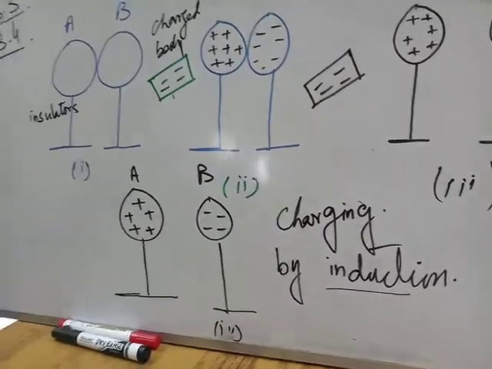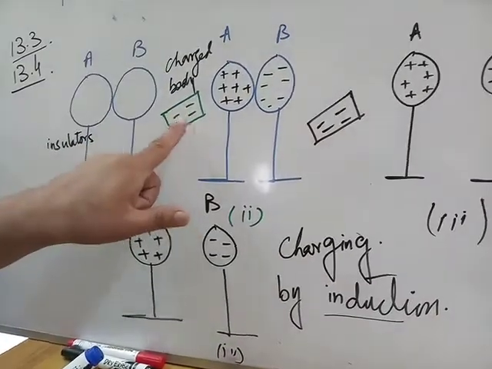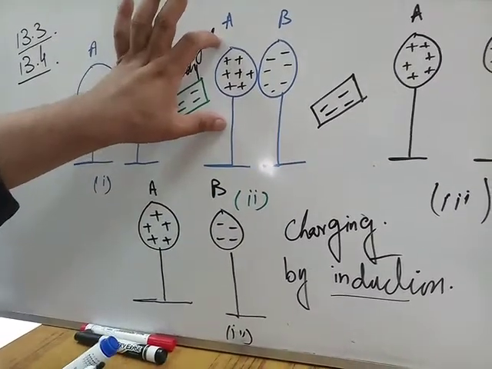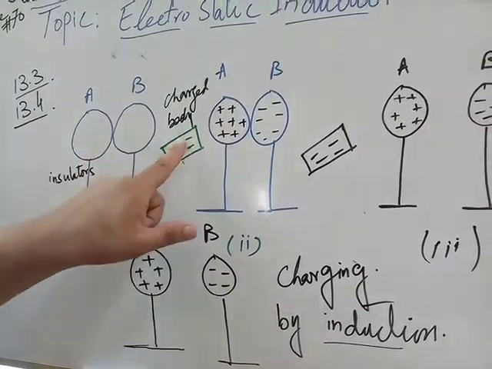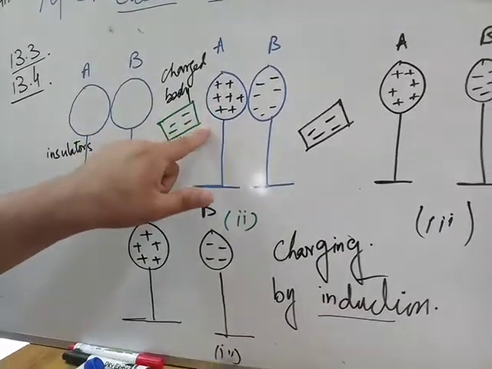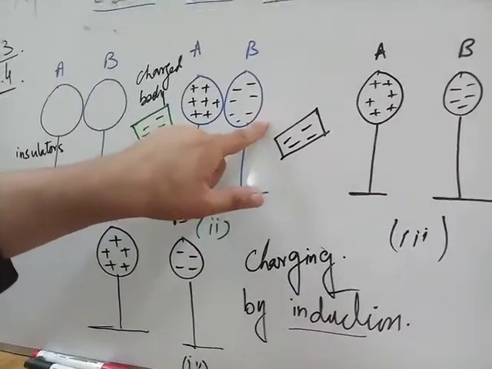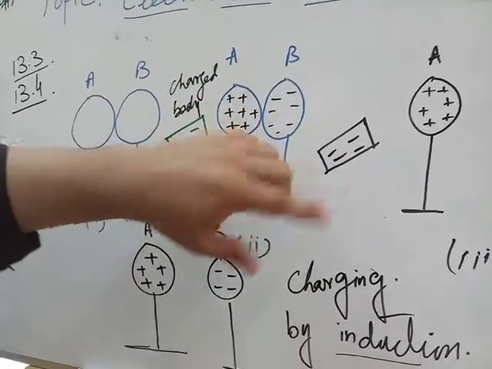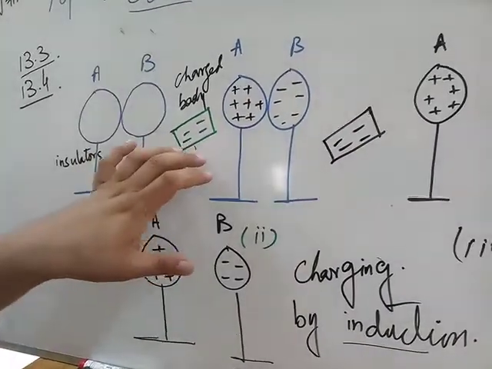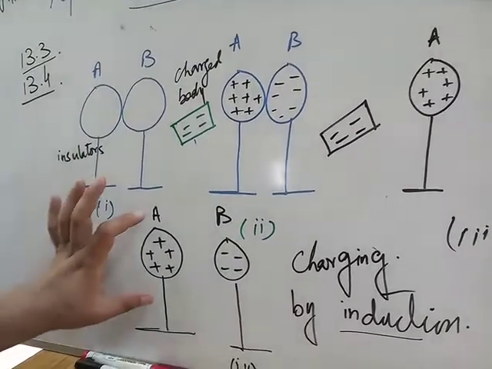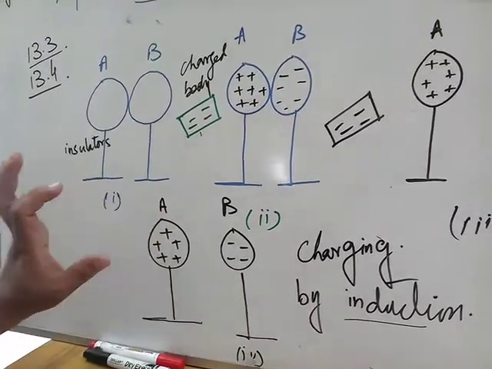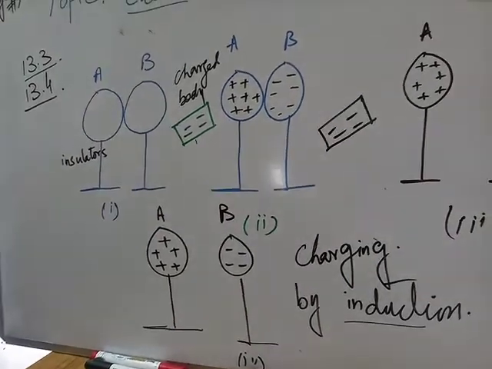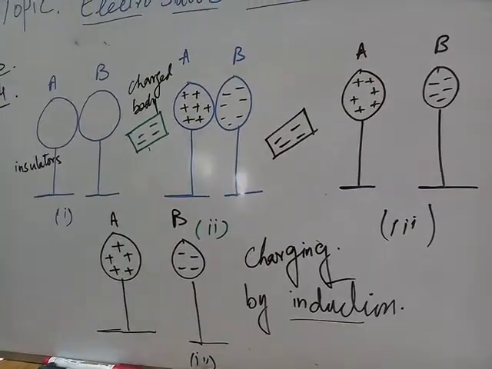It means that in the presence of a charged body, the near end of a conductor develops an unlike charge, and the far end develops a like charge. When we remove the charged body, these two ends remain charged. So this separation of charges is called electrostatic induction.